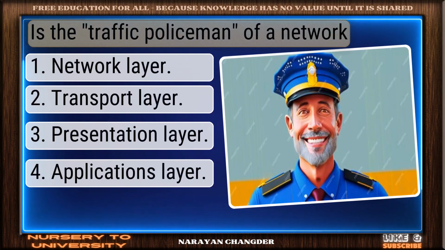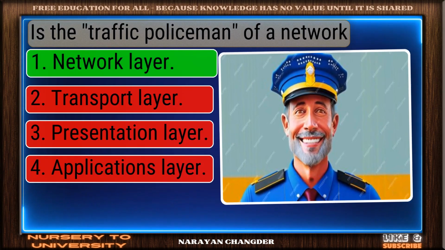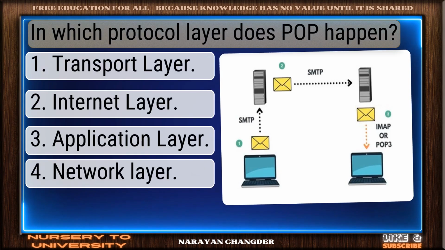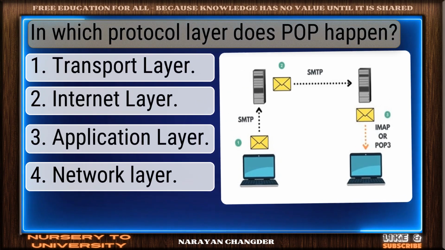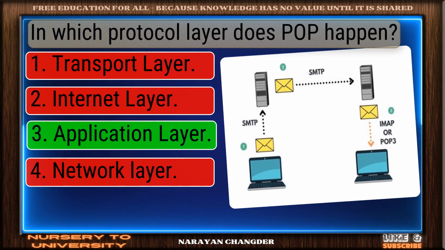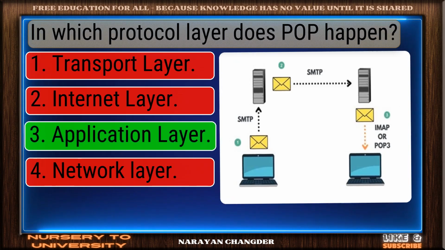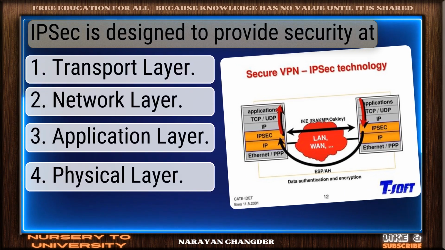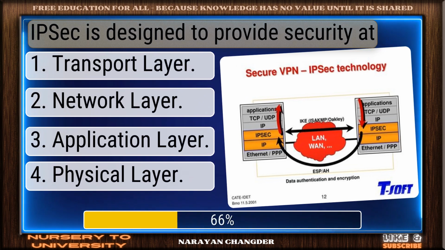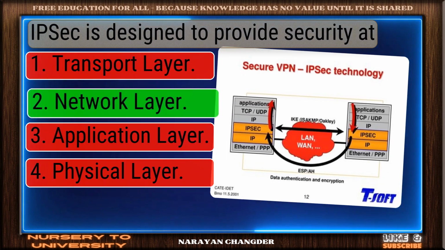Is the traffic policeman of a network? Well picked. Network layer is correct. In which protocol layer does POP happen? Smart move. Application layer is accurate answer. IPsec is designed to provide security at... Good job. Network layer works well.